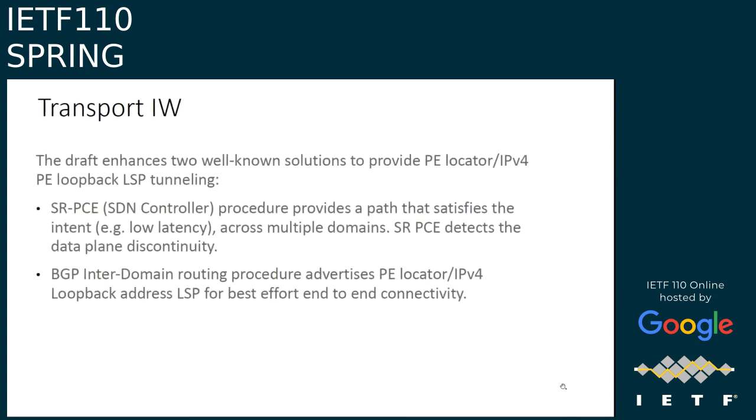As I described earlier, we have broken the interworking scenario into transport interworking. This means we need to provide reachability to a locator if it is SRv6 VPN services, or to an LSP to a PE if it is an MPLS VPN. This draft provides two mechanisms for this. One is the existing SR-PCE, which satisfies the intent across multiple domains. Since SR-PCE learns the topology through BGP-LS from each of the domains, it is aware of the data plane discontinuity at certain interworking boxes or border boxes. Also, this draft provides best effort connectivity through BGP, where we advertise the PE locator or the MPLS LSP through such a discontinuity in the network. Next slide, please.